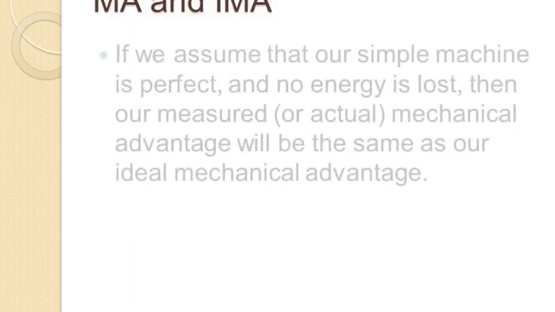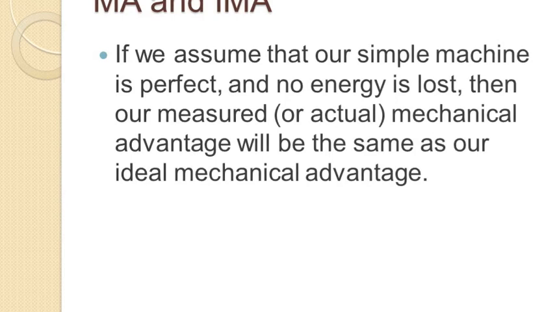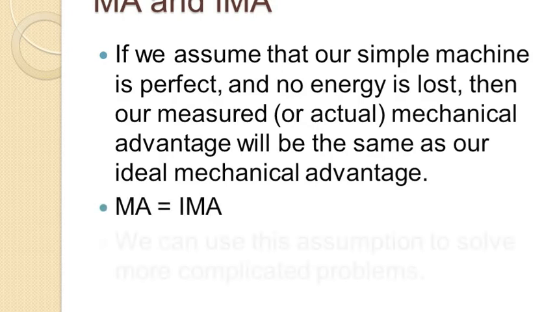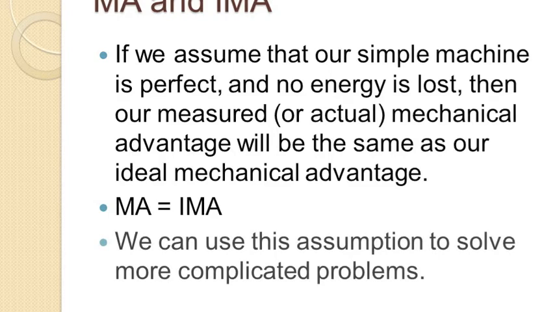Mechanical advantage and ideal mechanical advantage are of course related. In a perfect world, they would be exactly the same. So, if we assume our simple machine is perfect and no energy is lost, then our measured or actual mechanical advantage would be the same as our ideal mechanical advantage. We can then use this assumption to solve more complicated problems.